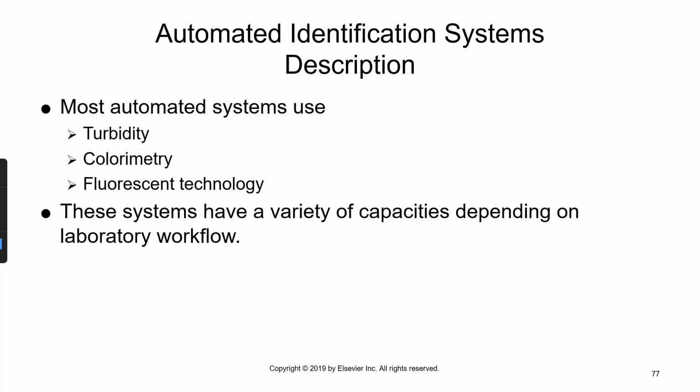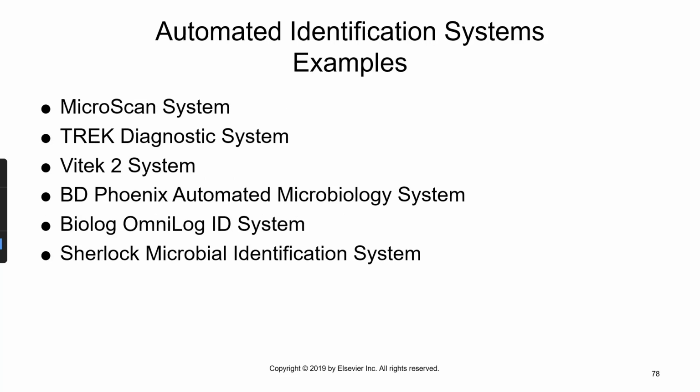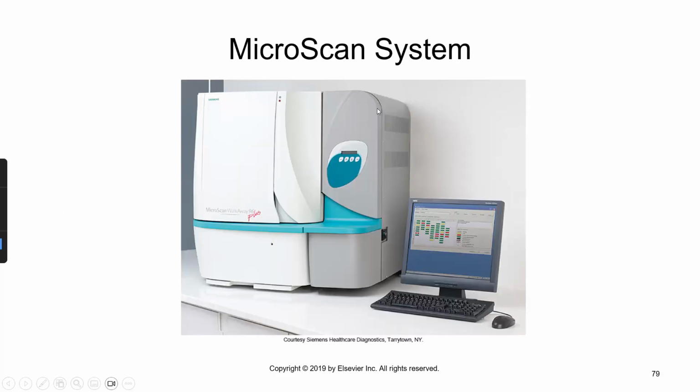Automated identification systems. Most automated systems use turbidity, colorimetry, or fluorescent technology. These systems have a variety of capacities depending on laboratory workflow. Some examples are the MicroScan. This is a MicroScan. We have one of these. We do not have the WalkAway. We have the smaller one. Basically you get a panel with all different types of substrates on there with color changing abilities, and you inoculate the bacteria on the entire panel, and then the computer system will read the color changes.